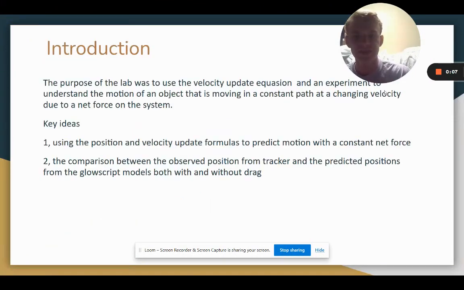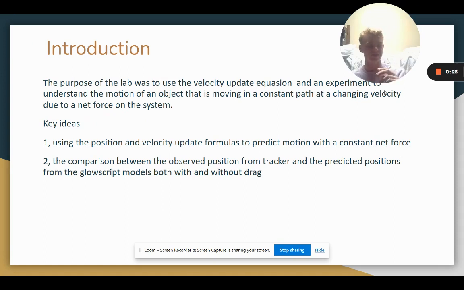The purpose of this lab was to use the velocity update equation and an experiment to understand the motion of an object that is moving in a constant path at a changing velocity due to a net force on the system. And we did this through dropping an object, in my case a ping pong ball, and using Tracker to analyze its position as it's falling.